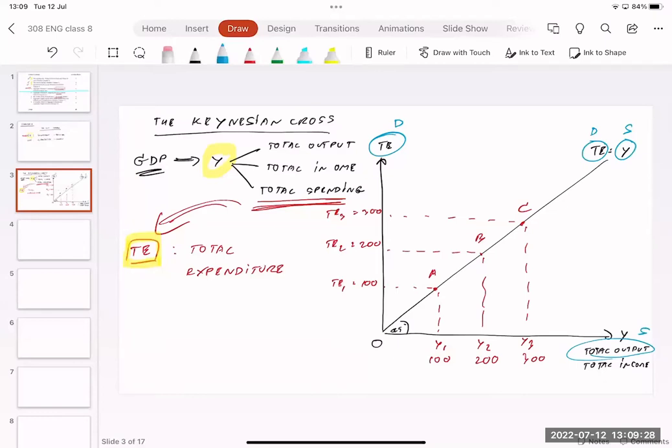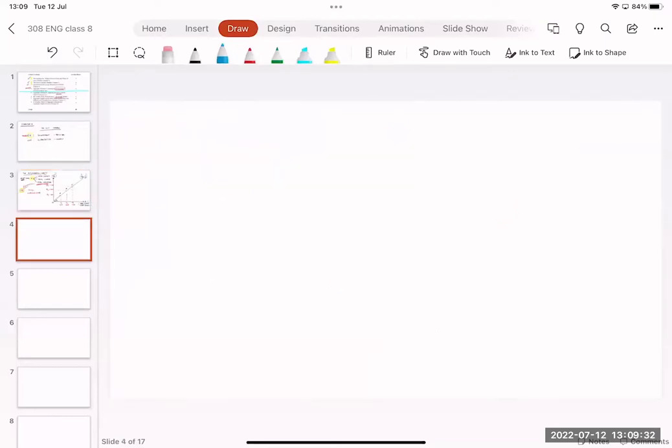So this is the graph. Next, we're going to talk about TE. We're going to go into the detail about TE, as I mentioned before. TE comes from total expenditure. We learned it before in the previous chapter, right? Total spending in the economy.